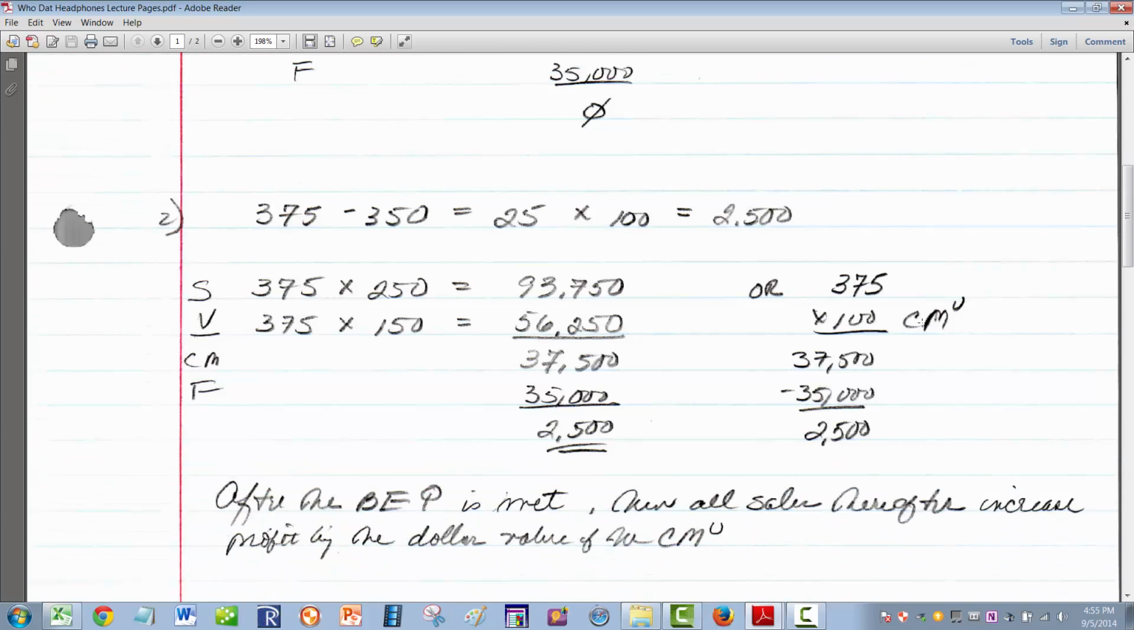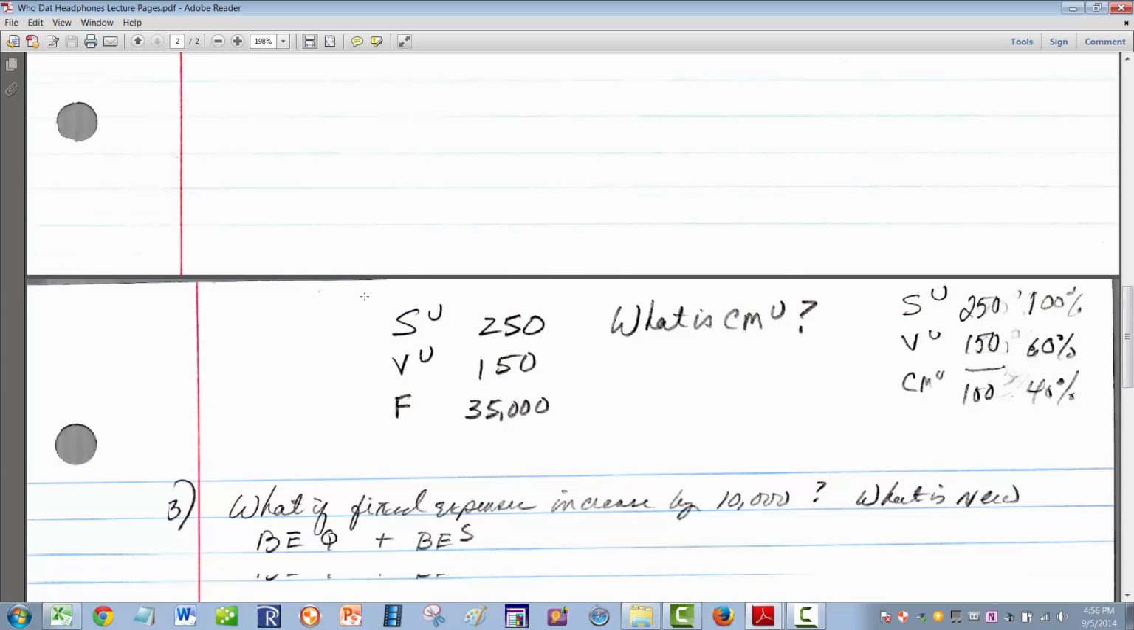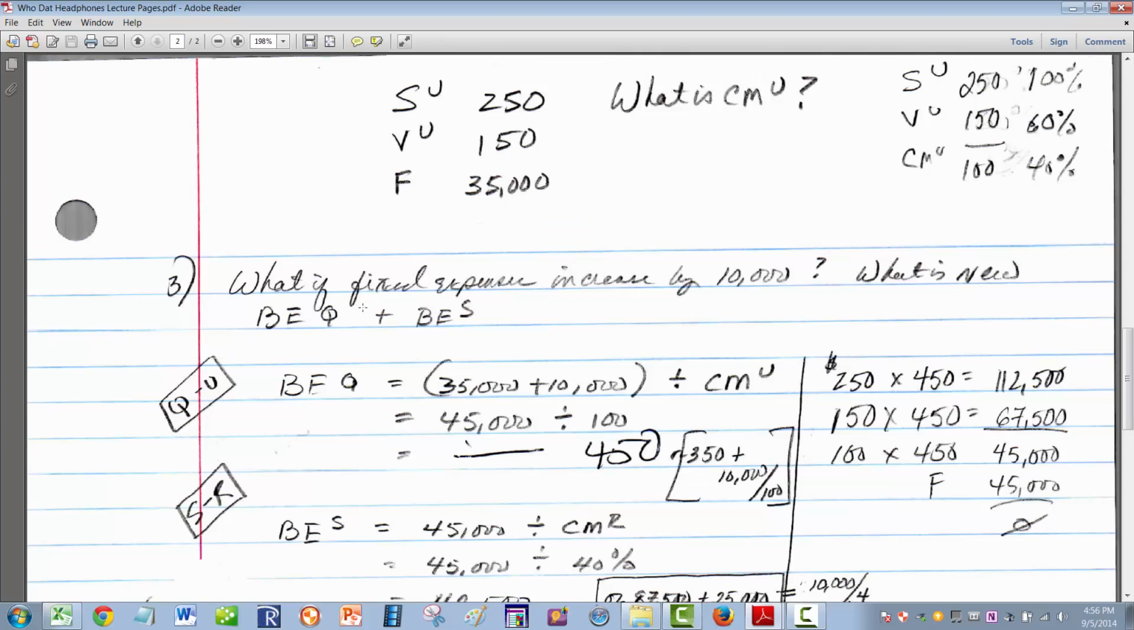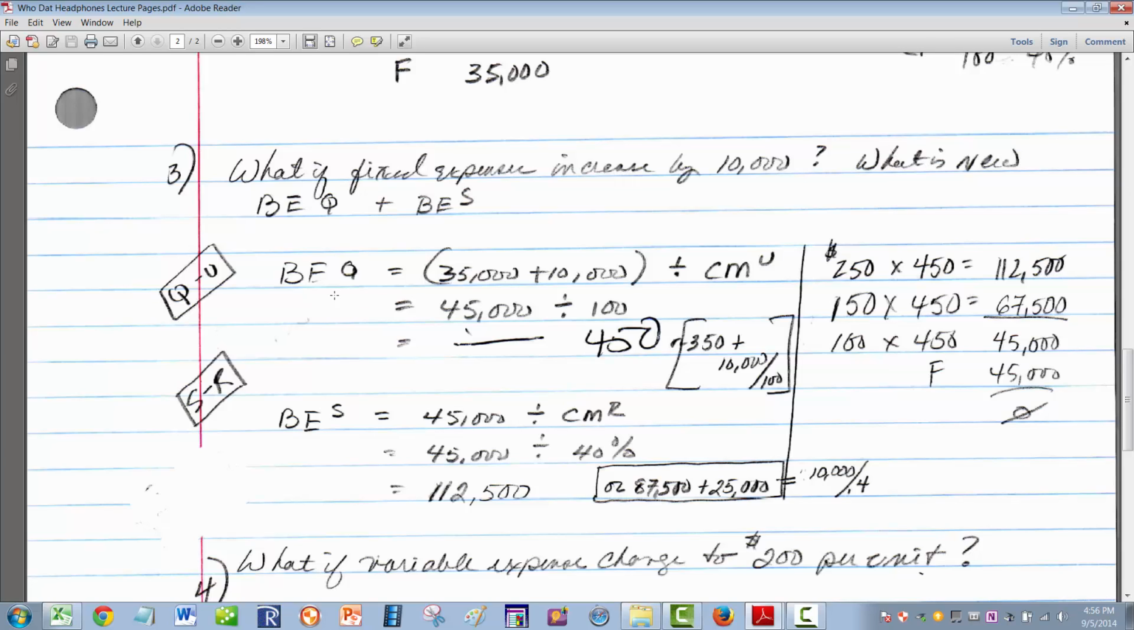Next, we had a scenario which said, what if fixed expenses increase by $10,000? What are the break-even quantities and break-even sales? So we can solve it one of two ways. We can take break-even quantities equal to 35,000 plus 10,000 divided by the contribution margin per unit, and that will mean that we have to sell 450 units.